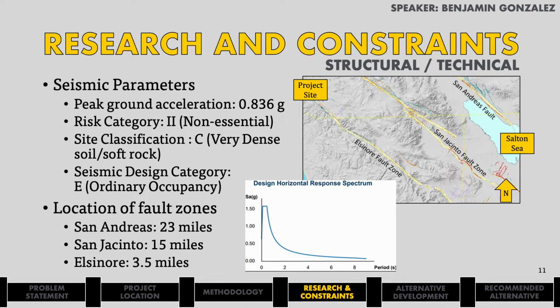The structure is categorized as non-essential, meaning in case of an earthquake, if the structure were to fail, it represents less of a hazard to human life. The soil is composed of very dense soil and rock.